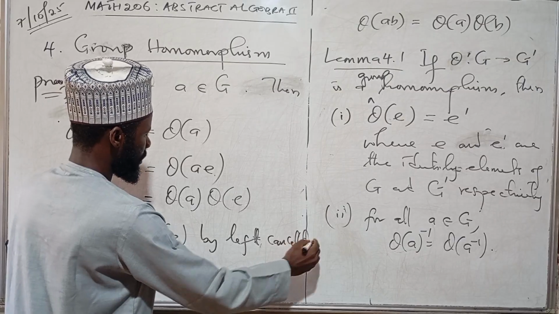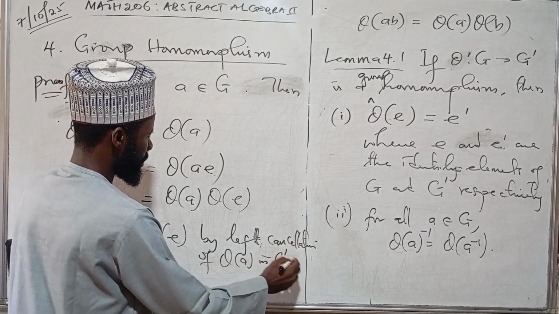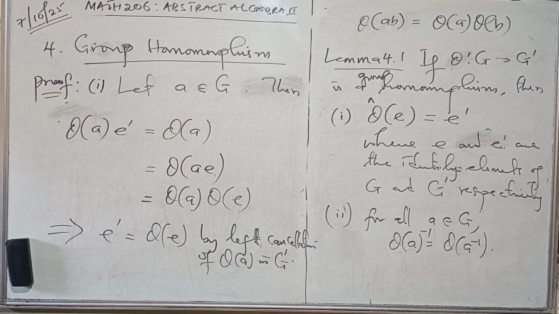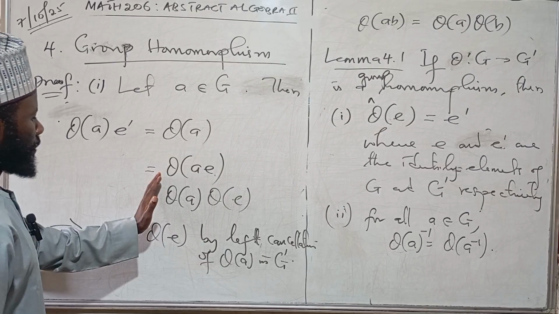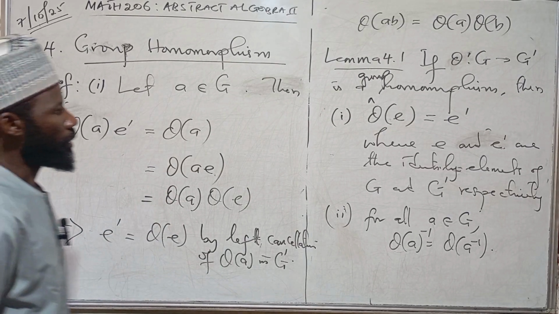Left cancellation of what? Theta A, and you do this in G prime. So you can cancel this since you are working in a group. Left cancellation means you multiply by the inverse of this and inverse of that. And that is all. Okay then.